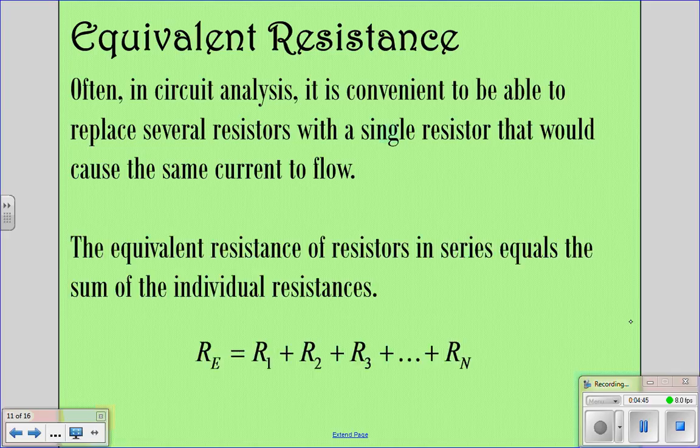The equivalent resistance of resistors in series equals the sum of the individual resistances. So on the last one, we only had 3. We had a 5 and a 4, and a 6. And if you add those together, the total is 15. So that's what we did on that example. But that's all you would do. Just add up the individual ones to find the total.